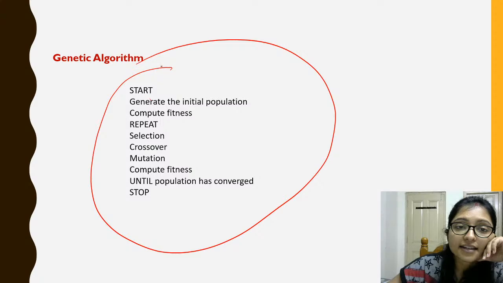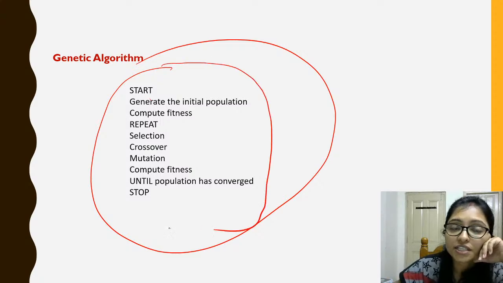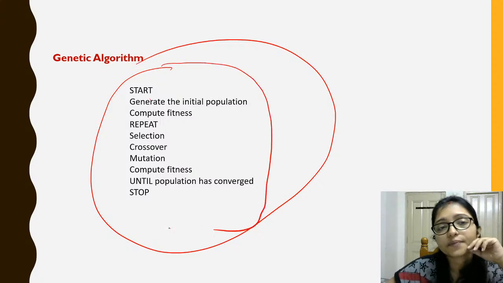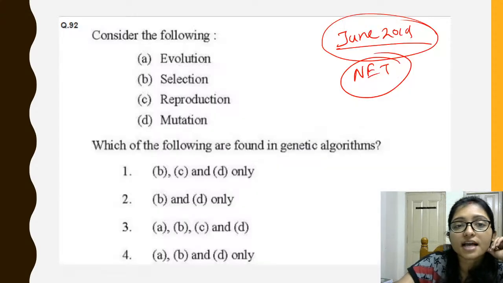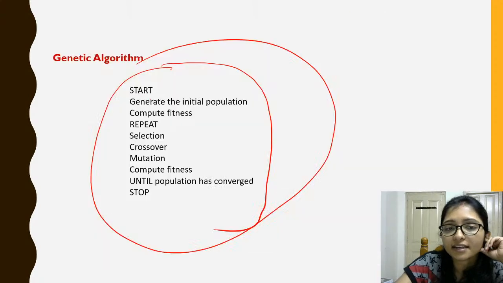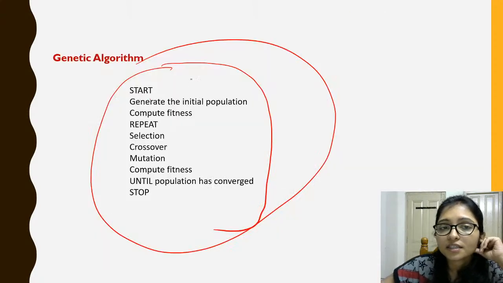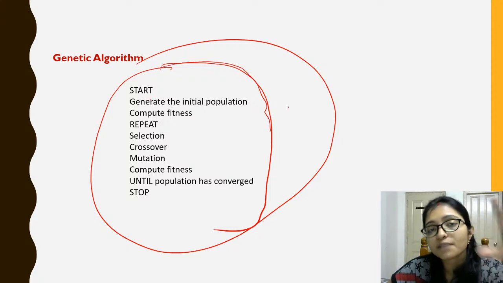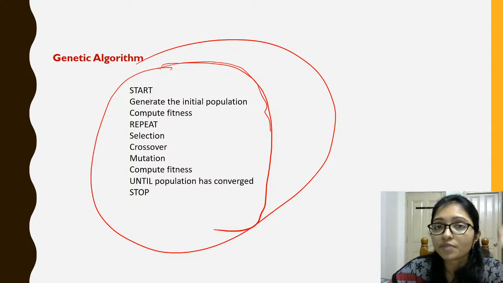These are the algorithm steps, but the question is not asking the steps only. It is asking all the components. It is asking which of the following is found in genetic algorithm. These are the steps of the algorithm, but it is not asking what the steps of the genetic algorithm are. It is asking what is found in genetic algorithm.